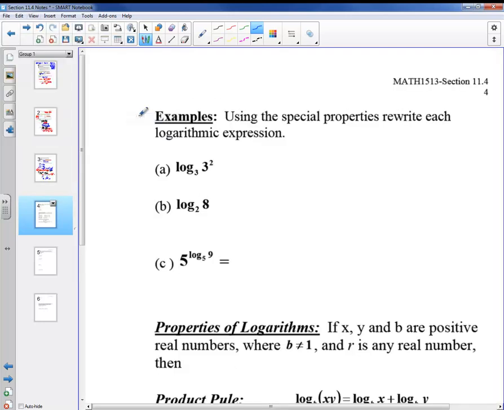Okay, it says use the special properties to rewrite each of the logarithmic expressions. So you have log base 3 of 3. It will be exactly equal to the exponent. This one, log base 2 of 8, you have to change the 8 so that we use a common base of 2. 8 is 2 to the third, so now you have log base 2 of 2 to the third, so it gives you just the exponent. And this one is like the one we had before. Notice you have a base of 5, log base 5, so everything cancels out except for the 9.